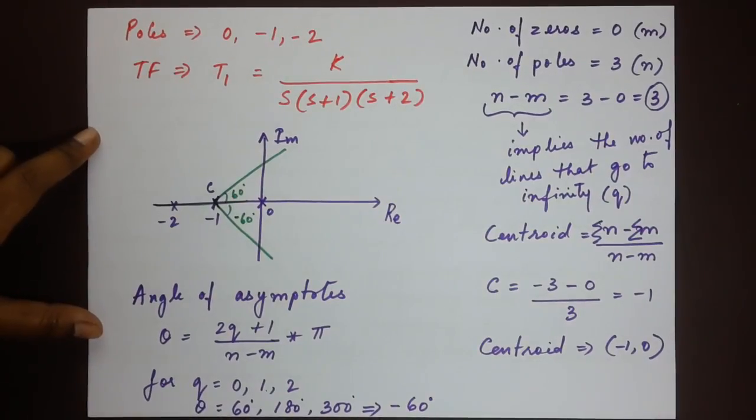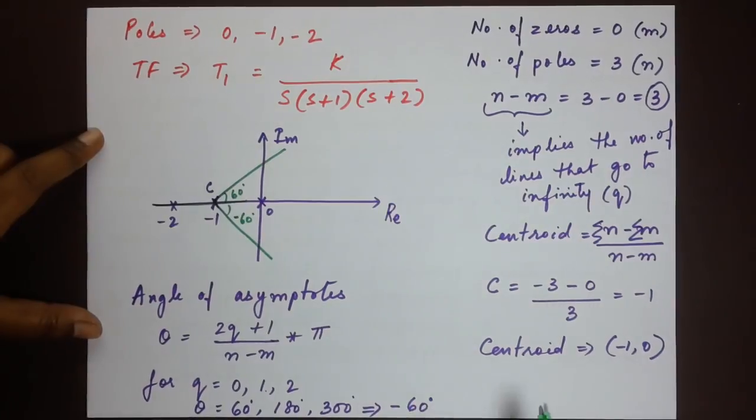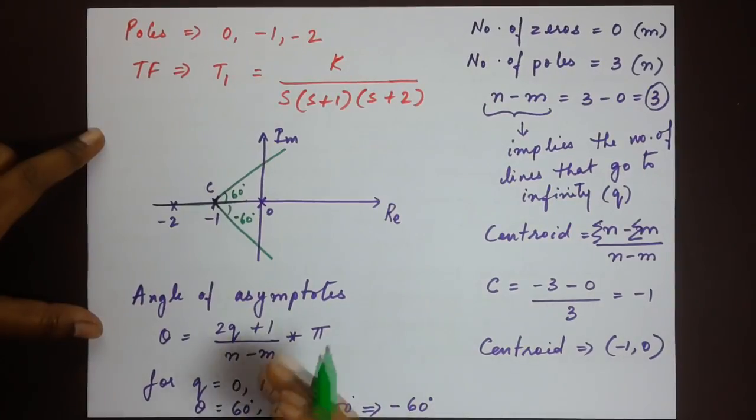Now, the next step is to find out which portion of the real axis actually exists in the root locus plot.